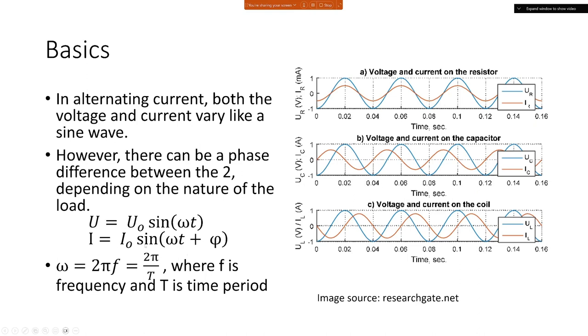And I is I naught times sine omega t plus phi. This phi is the angle between the two waves, the position of the waves. Just look here. At 0.02 seconds, the voltage is at the peak and the current is at zero. So that is a pi by 2 phase shift, and that pi by 2 you can put here.